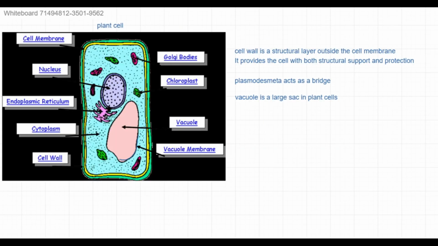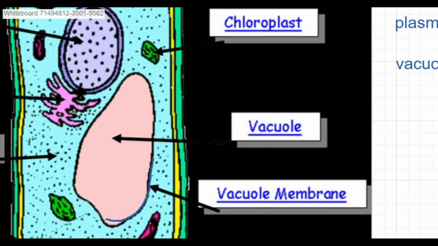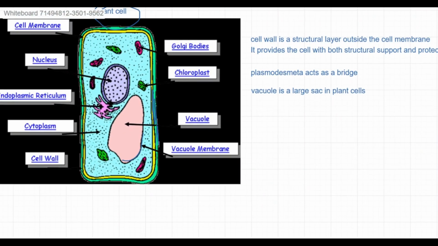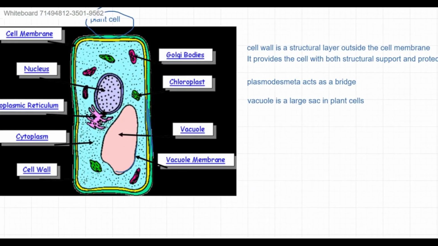The next cell that you need to know of is the plant cell, and plant cell is very similar to animal cells except that it has a few more organelles and a few less organelles compared to animal cells. The first thing that a plant cell has, which an animal cell does not have, is this cell wall right here. This green area right here is known as the cell wall, and the cell wall is a structural layer right outside the cell membrane.